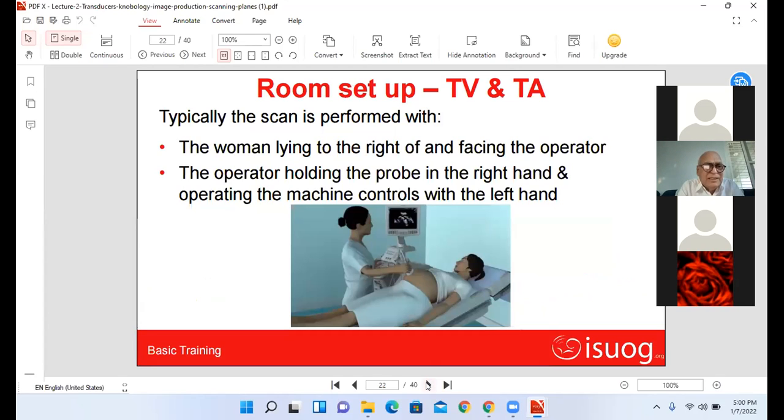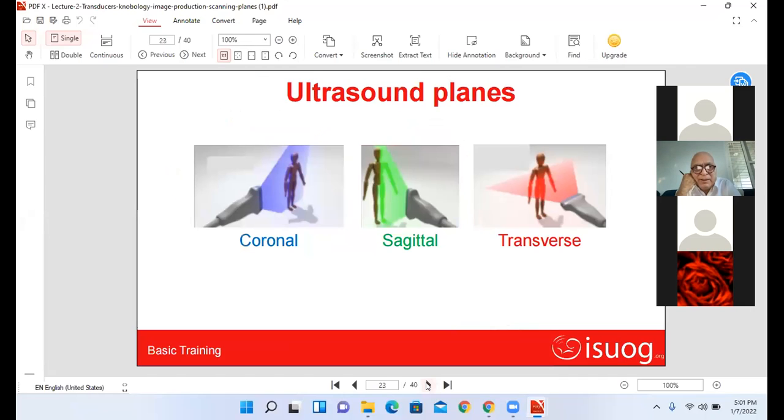Room setup. I think everybody is familiar with this, and I need not go into much detail. Next slide, please. These are the planes we use: transverse, sagittal, and coronal. Most of us as medical personnel know the planes. It is not difficult for us to understand. Next slide, please.